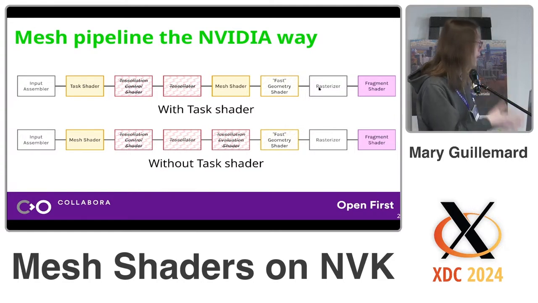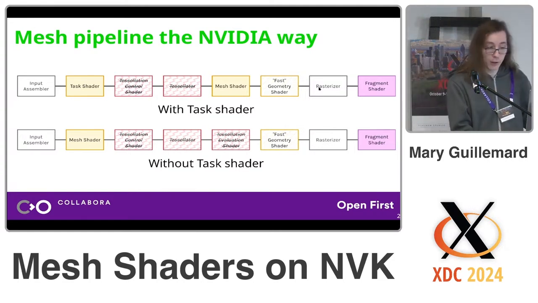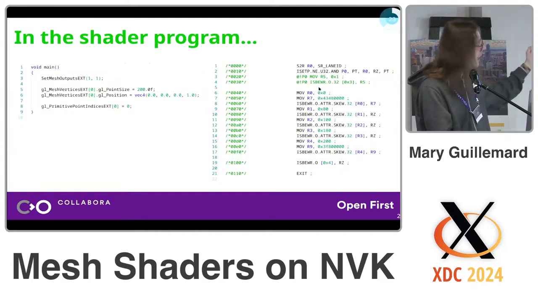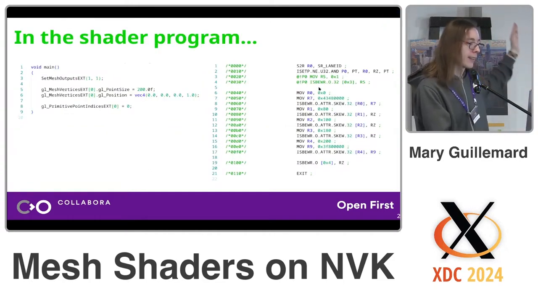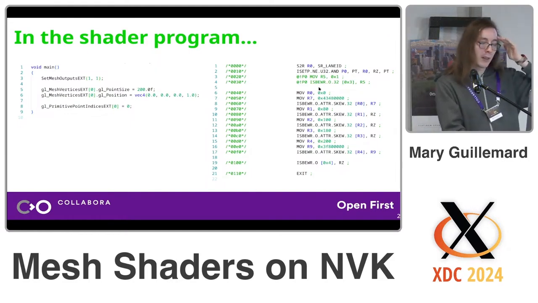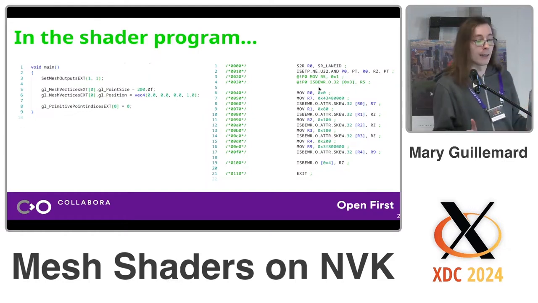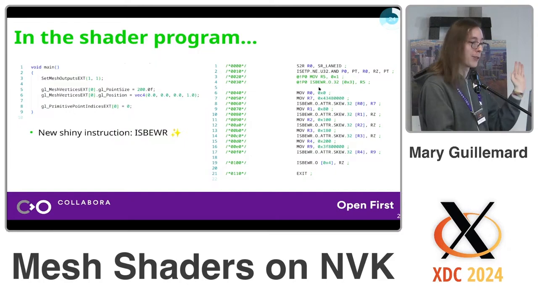But now let's talk about the actual shader code. I took the example from the start, and I can show you the actual disassembly here. The first thing to note is that we don't have any LD or AST instruction here. It's using a new shiny instruction, ASB write.